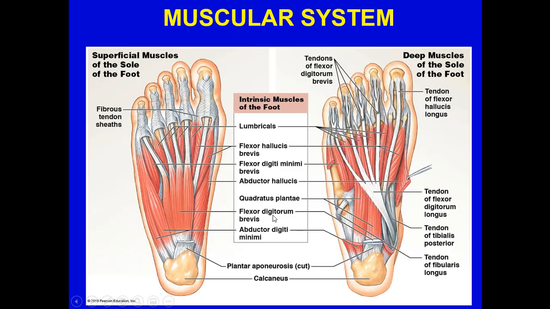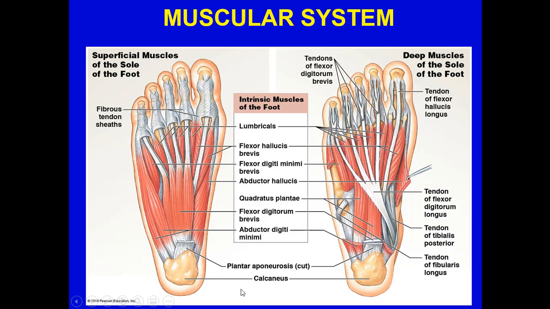Now, if you look underneath, okay, inferior view of the foot, you see a lot more of what we would call the fleshy part of the foot. This is where you're going to have these fibrous tendon sheaths here again. This is where you're going to see the lumbricals. Okay, remember this is the big toe, the hallux. These are the smaller toes.